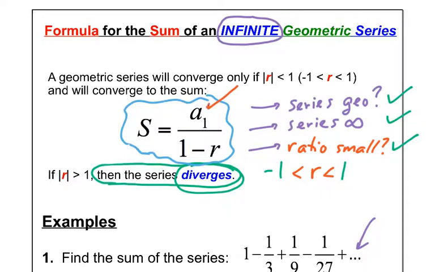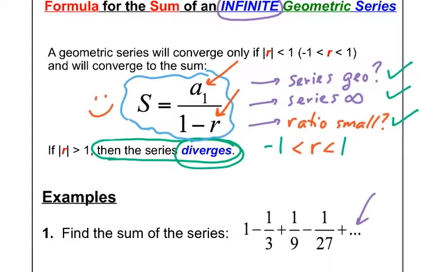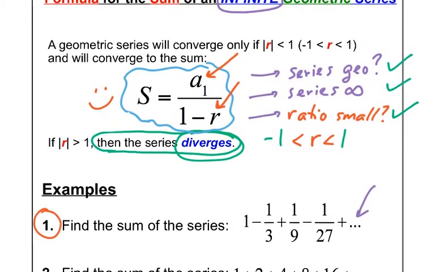All right, look at the formula. You have your first term on top, and the bottom is 1 minus the ratio. And that's it. That's all the formula says. That's pretty easy. I love this formula. All right, ready? Shall we try it? Let's try number 1. Let's try to find the sum of this series if it's possible.